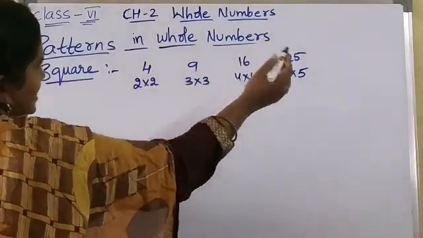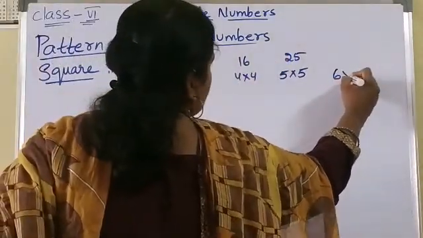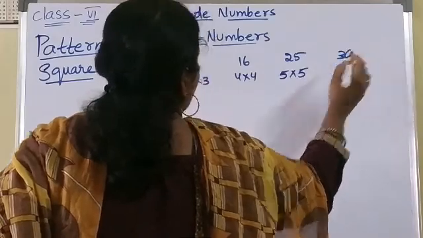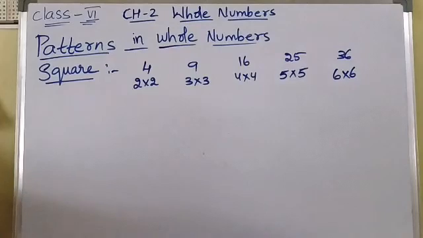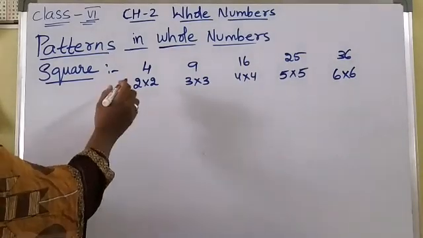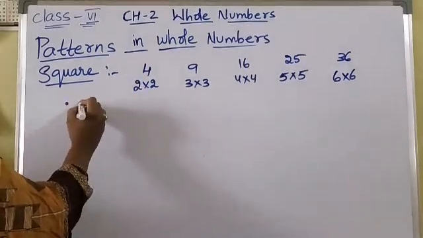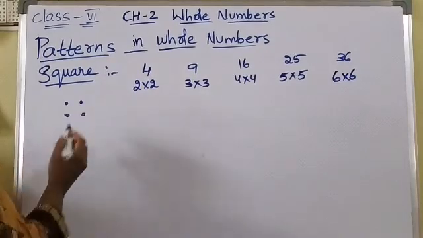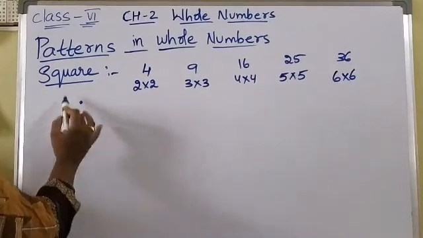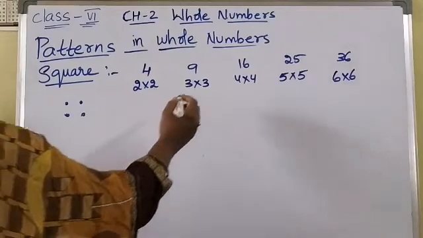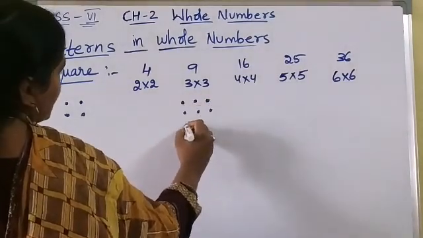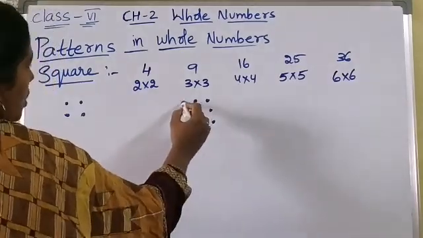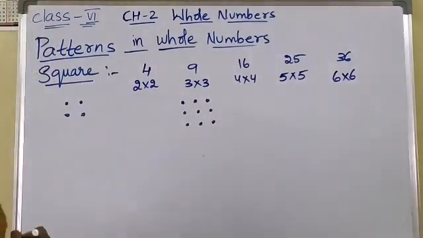4, 9, 16, 25. Next number is what? 6 sixes are 36. Here the number of rows equals the number of columns. Then how do you represent these numbers? These numbers are square numbers. For 4, 1, 2, 3, 4. If you see, there are 2 rows and 2 columns. For 9, you will write 1, 2, 3, 4, 5, 6, 7, 8, 9. When I join this border, you will get the shape of a square.